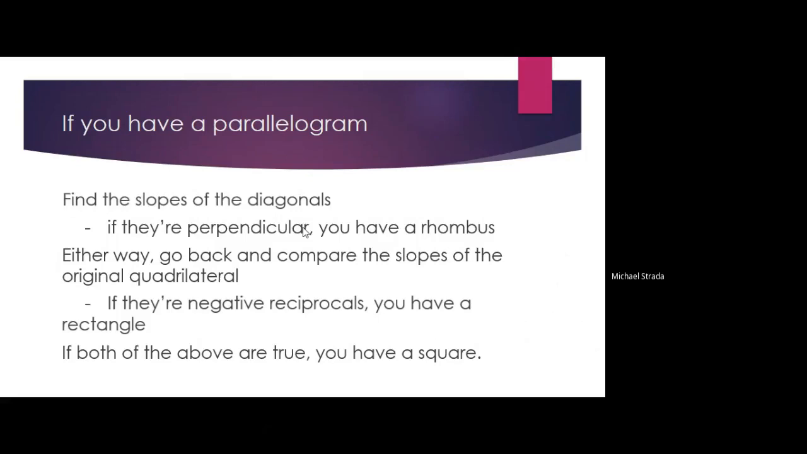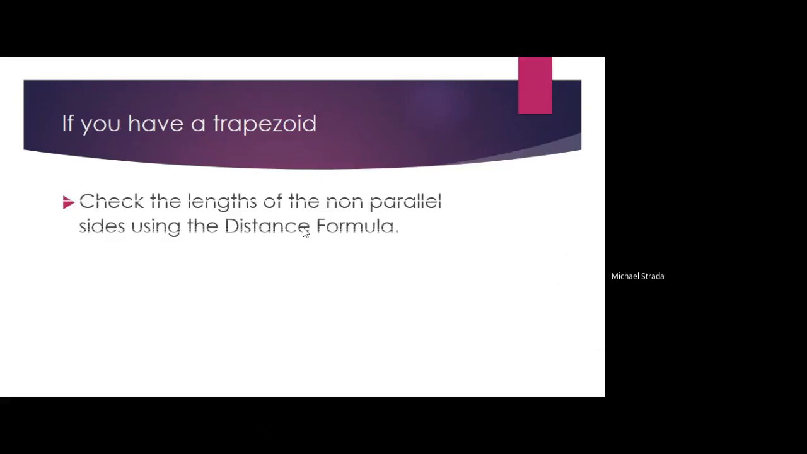Okay. Everybody got that? If you have a trapezoid, check the lengths of the non-parallel sides using the distance formula. If they're equal, your trapezoid is isosceles. You can also check the lengths of the diagonals because they would be the same too.